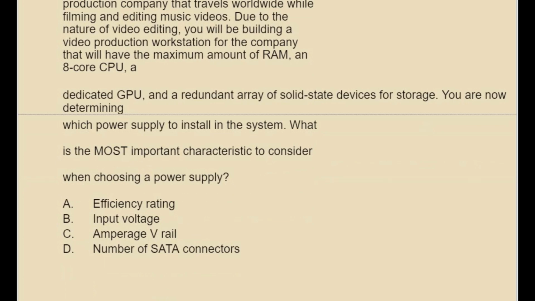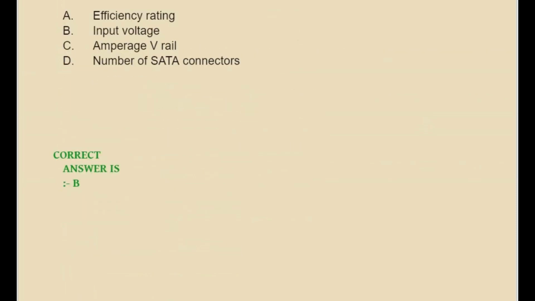Option A. Efficiency rating. Option B. Input voltage. Option C. Amperage V-rail. Option D. Number of SATA connectors. Correct answer is option B.